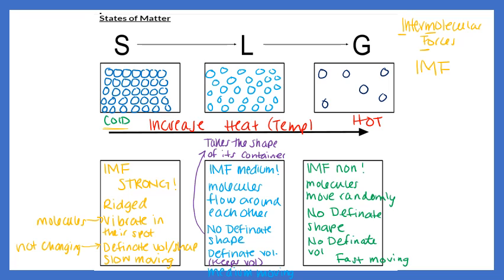So because the intermolecular forces are strong in solids, the solids molecules can't move because they're so strongly attracted to one another, which is why a solid is so rigid. But in a liquid, the intermolecular forces are medium, so the molecules are still attracted to each other, but they can flow and move around one another, which is why liquids are super flowy. And then gases, they have no intermolecular forces, so there's no attraction, so they just kind of get to move randomly, sporadically, wherever they want to go. All right? Okay. Those are your notes for today.